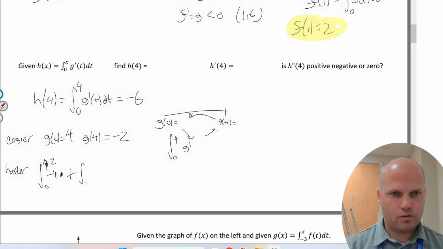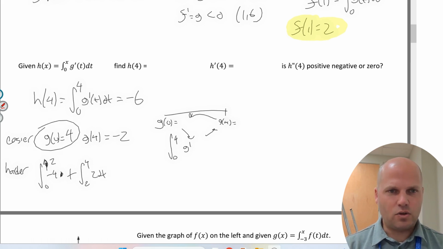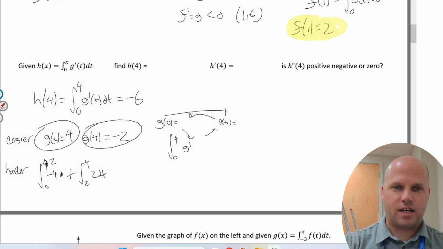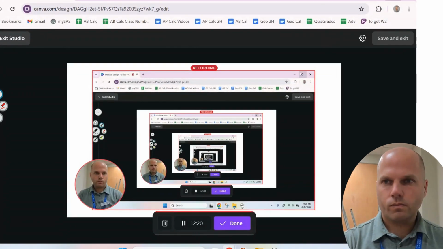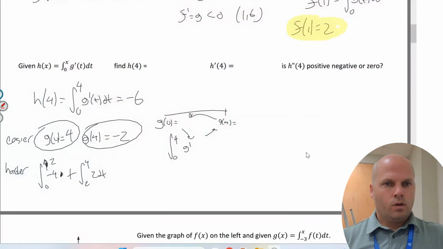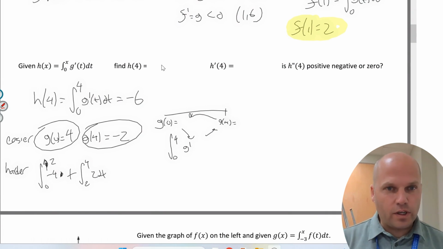This is from 0 to 2 and 2 to 4. So I'm not going to do that anymore because it's harder. I want you to know that you can use the values of the antiderivative to help you out. Cool. So h of 4 is negative 6.